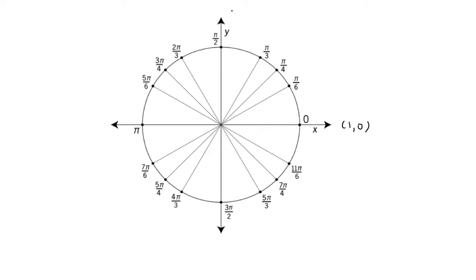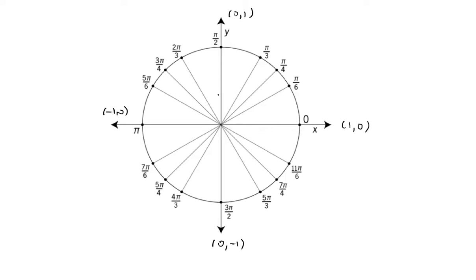This here is the point 0 comma 1. This is the point negative 1 comma 0. And of course, 0 comma negative 1, which is that guy. What do these numbers represent? These are the measures of this central angle.